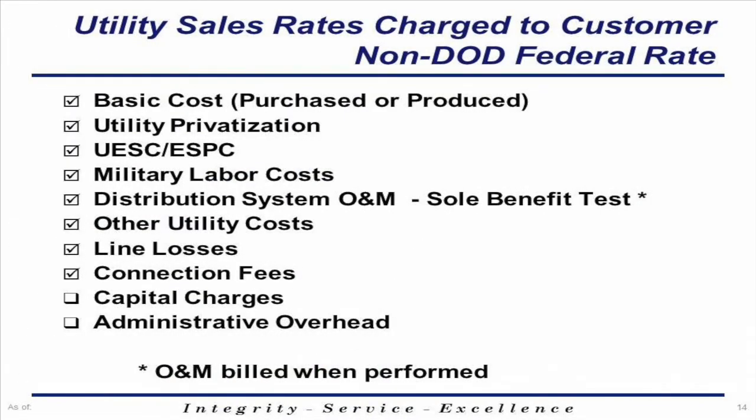These are the cost elements charged to a non-DOD federal customer. The basic cost will include any military labor in the commodity production. As far as O&M charges, any military labor in O&M projects that are subject to the sole benefit test will also be charged. The distribution system O&M cost charge from the Air Force Form 3556 is not included. Any O&M charge is going to be billed directly to the customer when performed. There are no capital or administrative overhead charges included in the non-DOD federal rate.